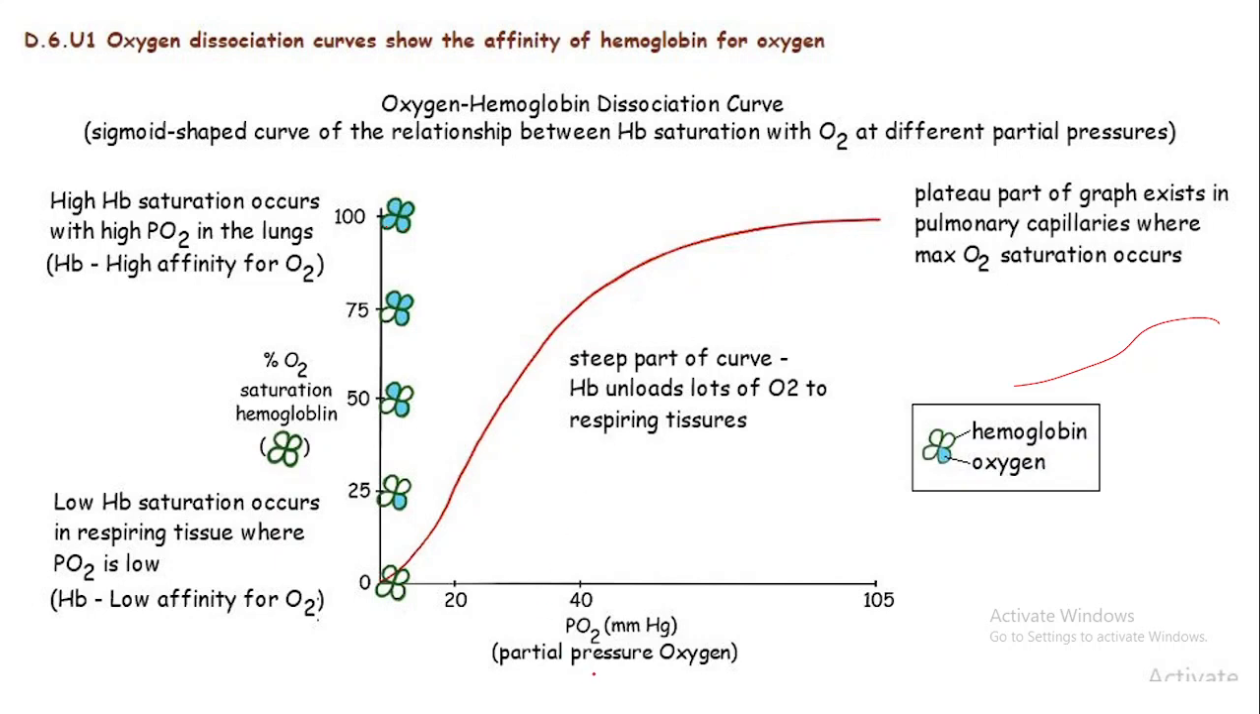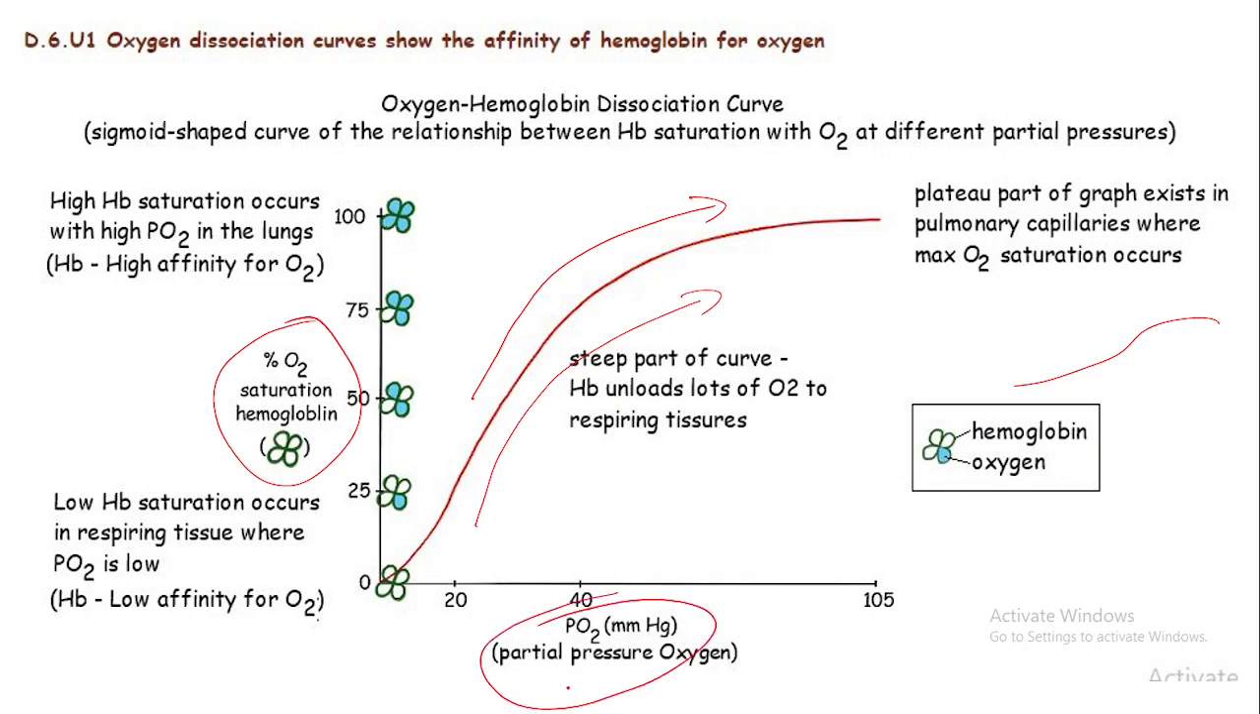Okay, so where the partial pressure of oxygen is low, oxygen saturation is also low. As the partial pressure of oxygen increases, there is an increase in oxygen saturation in the hemoglobin. Just observe what is given along the x-axis and the y-axis.